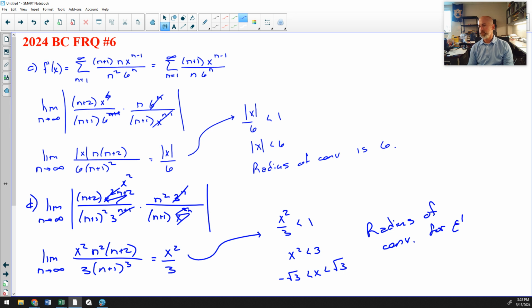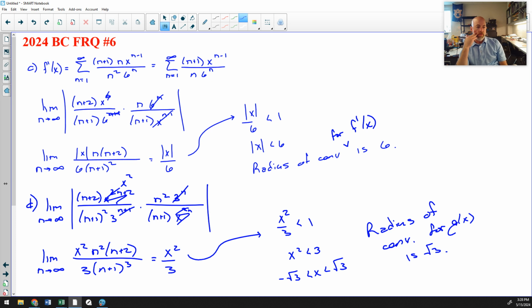And that is for the function g of x. And that radius of convergence is the square root of 3. I think I'm going to come up here and say the radius of convergence for f prime of x is 6. And I think we're good. I think that is all of it.